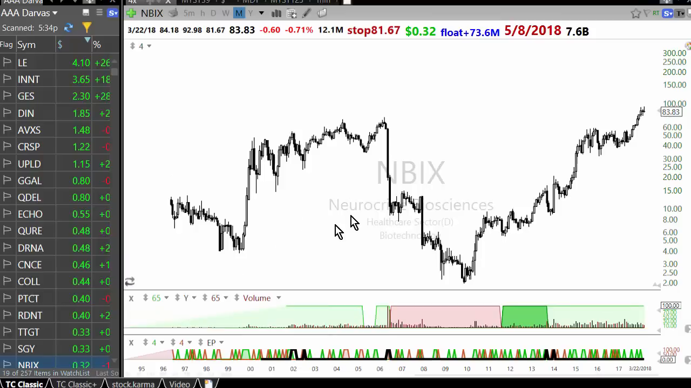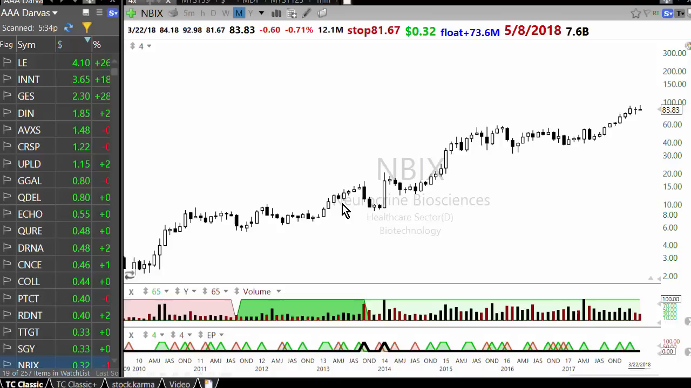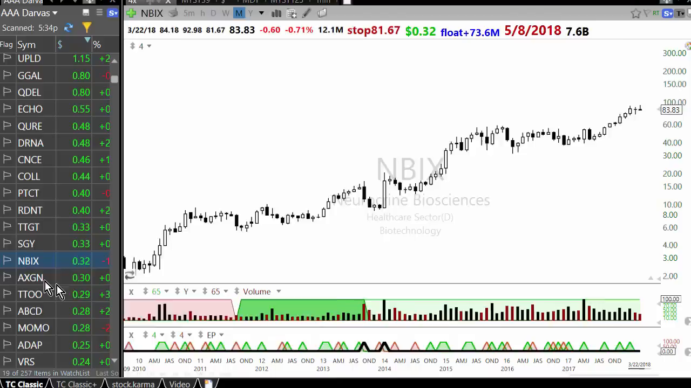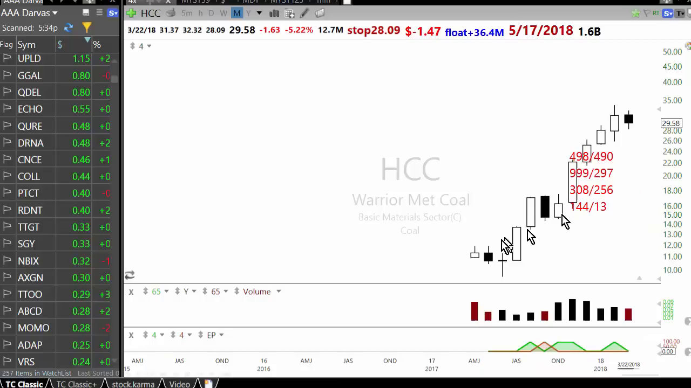Once he found a stock like that, he was looking for something which he called an infant industry. An infant industry was something which was a new sector, basically, a baby sector. So something new. A railroad stock which doubles is not what he would be interested in. Or say, Warrior Met Coal has doubled, but that will not interest him because this is not an infant industry, this is a very old industry.